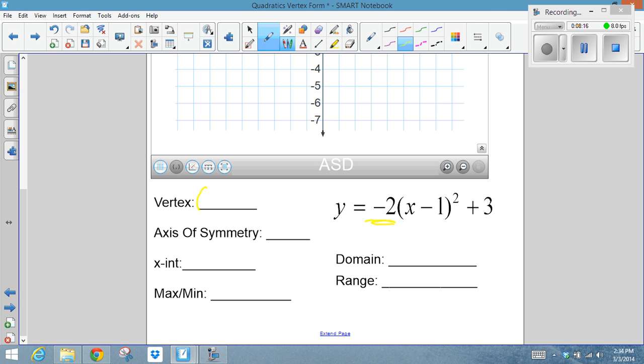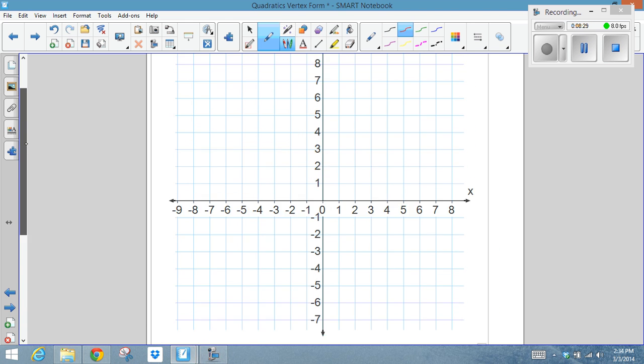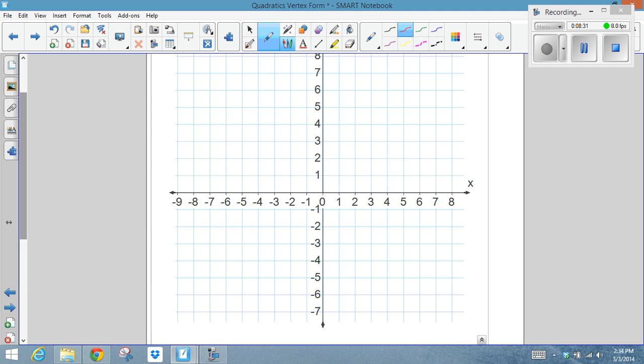Not my x-intercept, sorry, I'm talking about lines. Vertex, 1, 3. Okay, got that right here and right here. Axis of symmetry is going to be x equals 1. So I'm going to come up here and graph my vertex of 1, 3, right there.